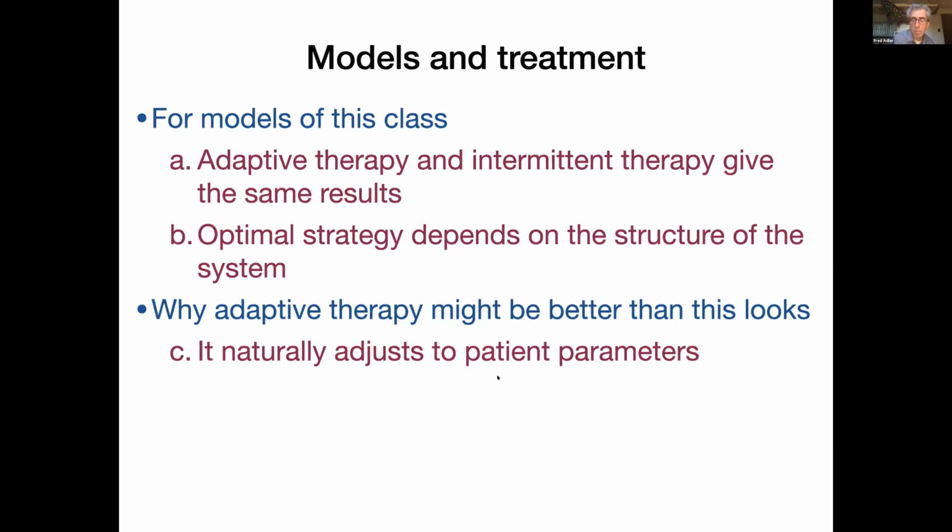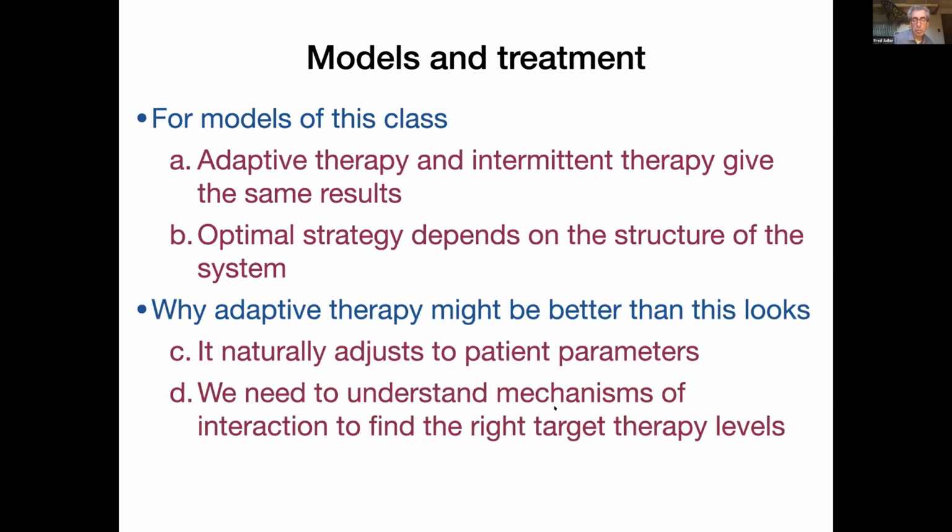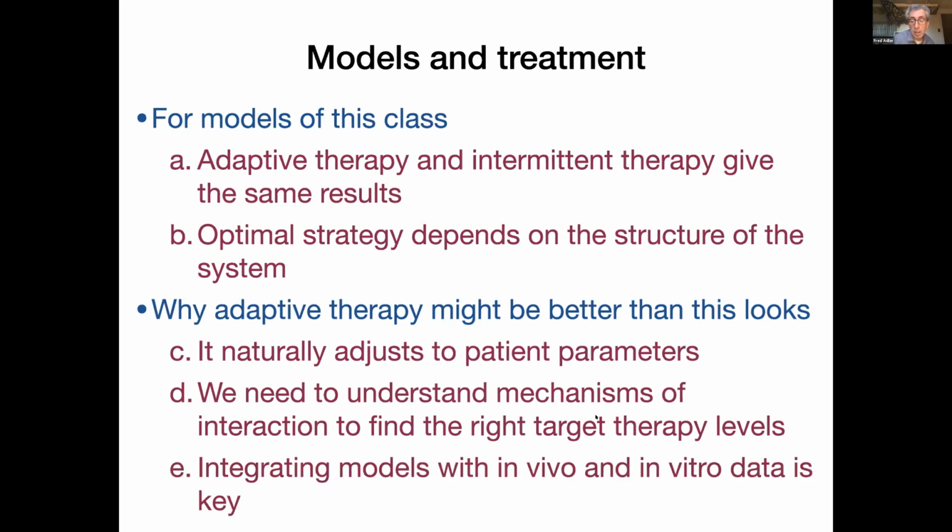Of course, people aren't the same. Choosing the right intermittent strategy for one patient might be a terrible one for another. Adaptive therapies adjust to that patient's dynamics, and I think therefore can find better places on that curve that are much more robust to patient-patient differences. But I do think we need to understand the mechanisms of interaction to find the right target therapy levels and timings. And lastly, and this is what our group works on, is trying to integrate, and Rob just showed a beautiful example of this, integrating models with in vivo and in vitro data is going to be key to establishing what these mechanisms are and then being able to capitalize on those mechanisms. Okay, that's the end. Thank you.